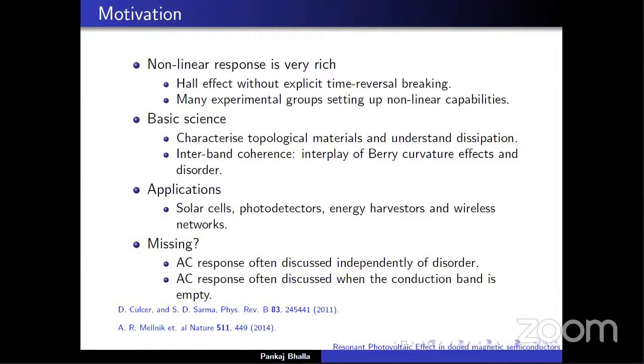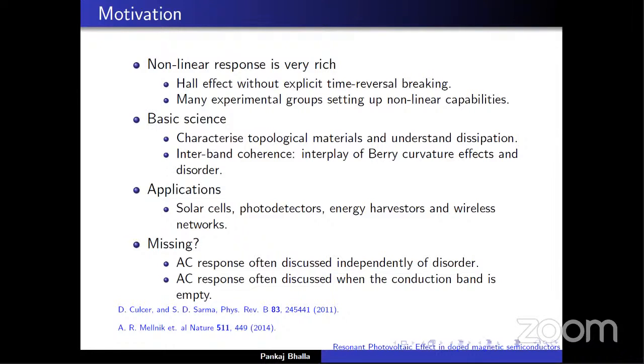The number one reason is that the nonlinear response is becoming quite rich these days, because we are very much familiar with the linear response. However, there are recent experimental observations of nonlinear responses, especially the nonlinear Hall effect, which people have observed in systems without breaking time reversal symmetry. There are other experimental groups working on nonlinear topics as well.